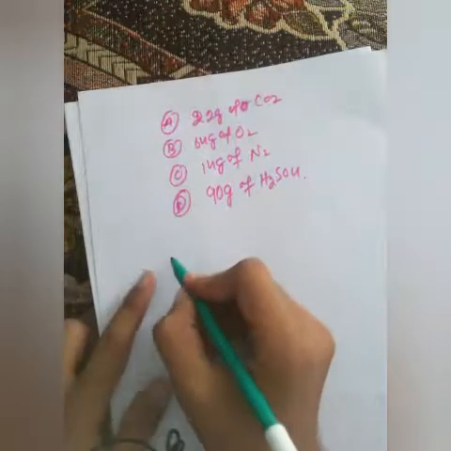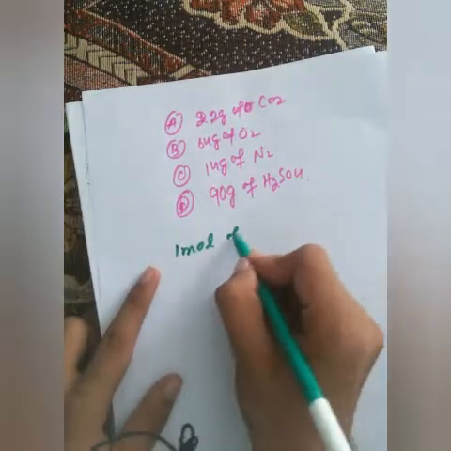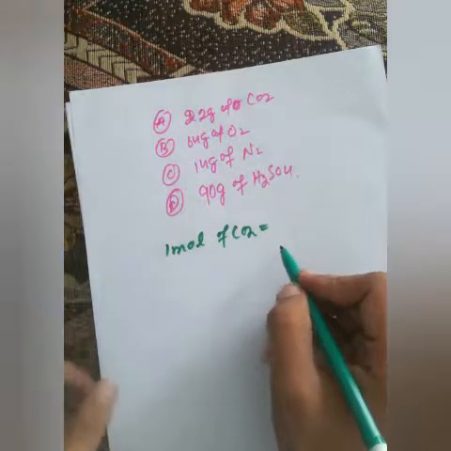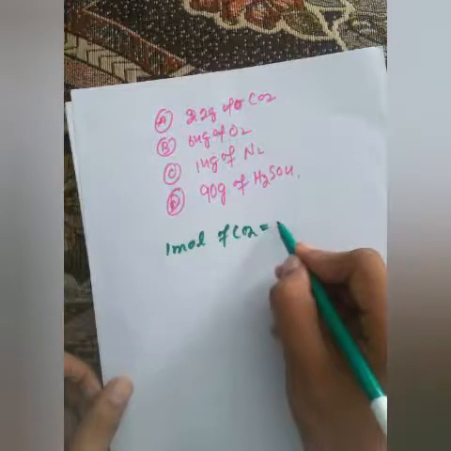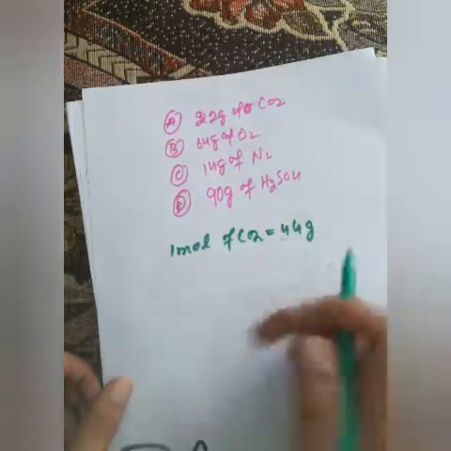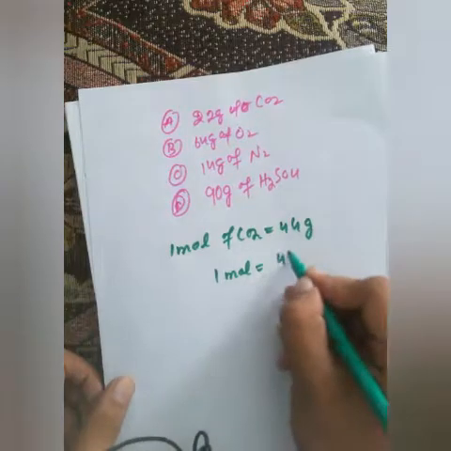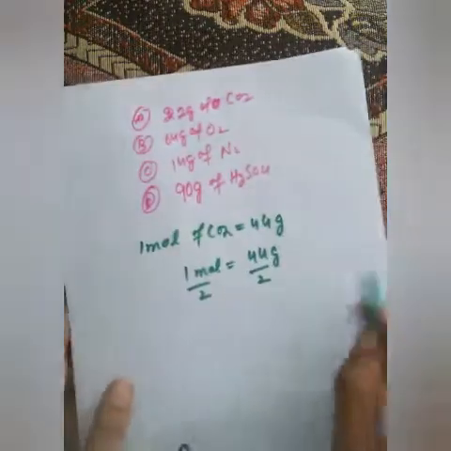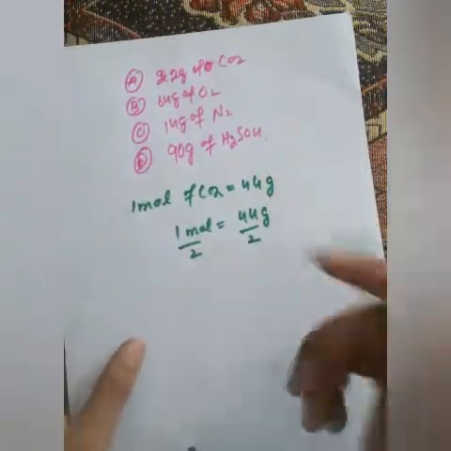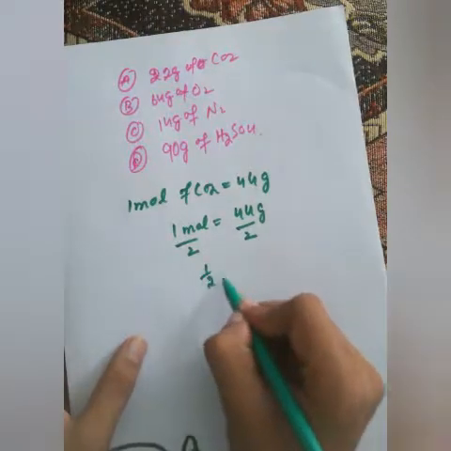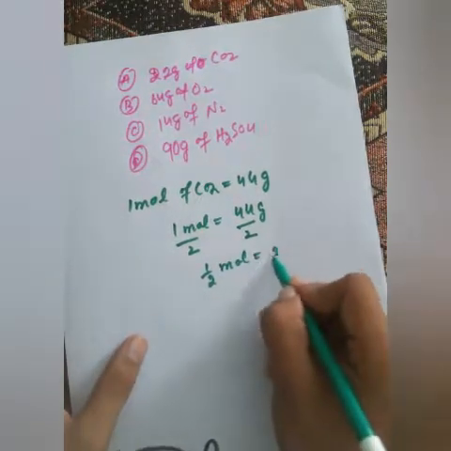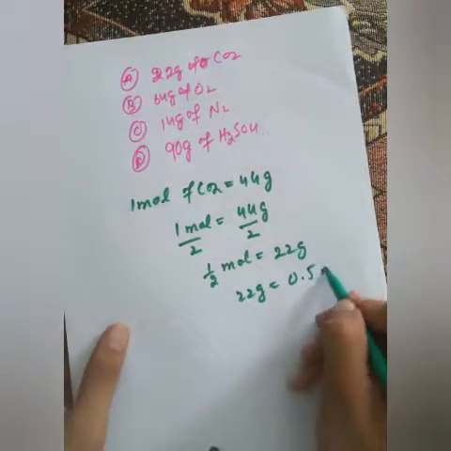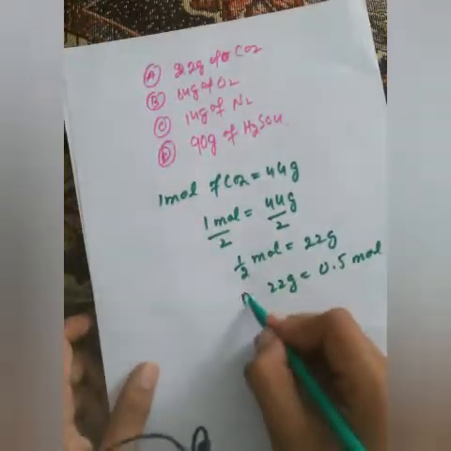As we know, 1 mole of carbon dioxide is equal to the molecular mass of carbon dioxide. So that is 12 plus 32, which is equal to 44 grams. Here 1 mole is 44 grams, but we are given 22 grams, so we will divide both sides by 2. So 1/2 mole is equal to 22 grams. It means that 22 grams of carbon dioxide has 0.5 mole. That is the calculation of option A.